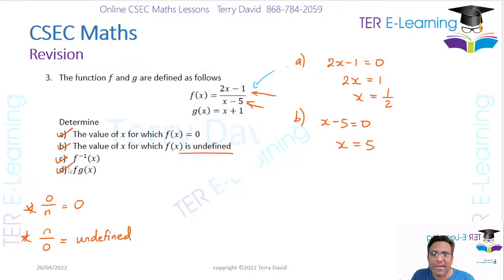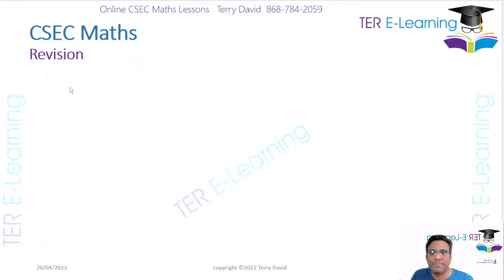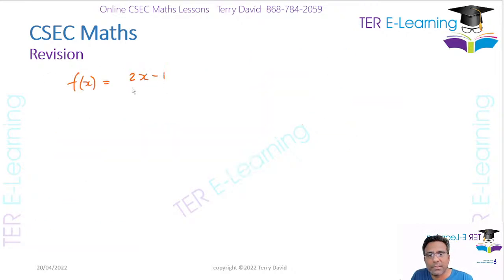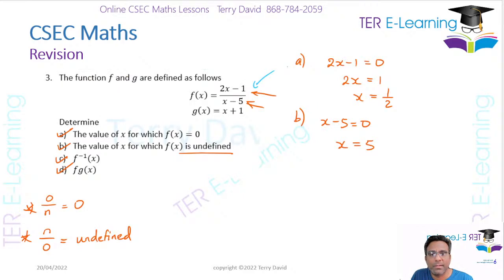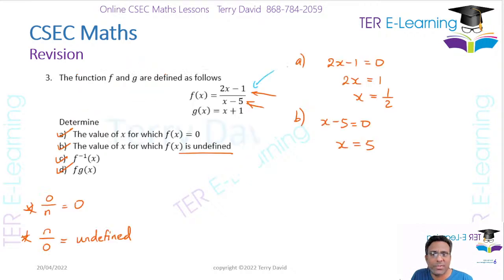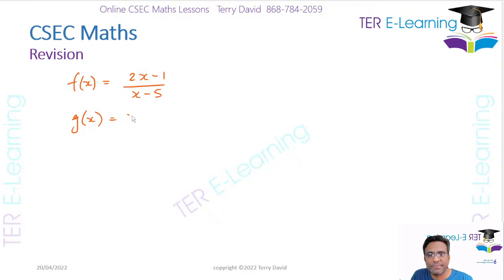All right, and the last part we need to work out is a composite function again. So f of x is (2x minus 1) all over (x minus 5), and g of x is equal to x plus 1. And we want to find fg of x. So this is a composite function we're looking at again.